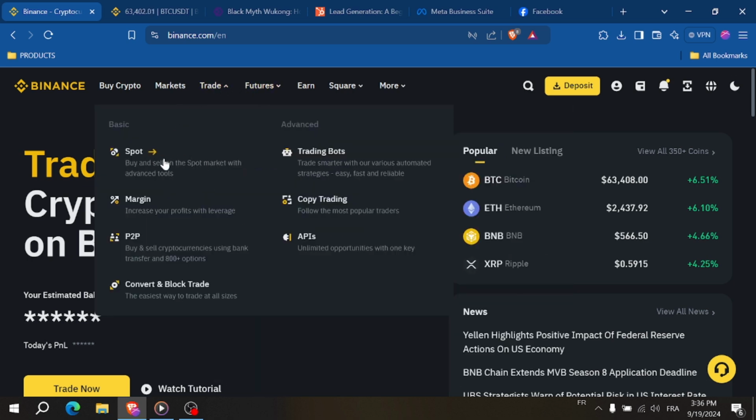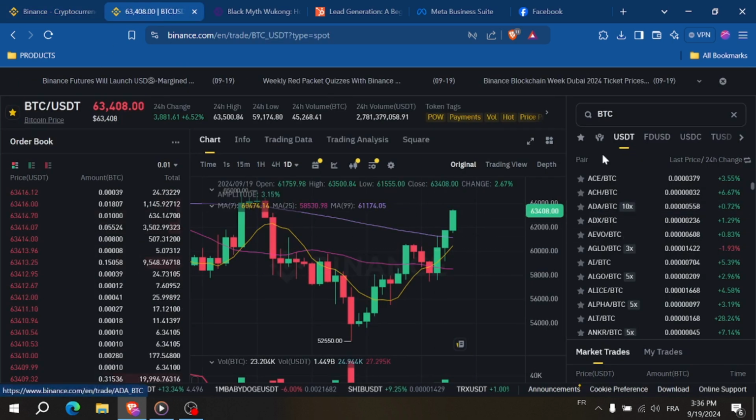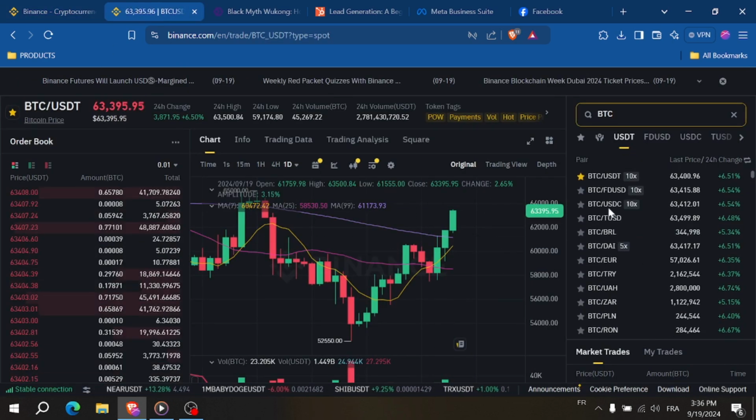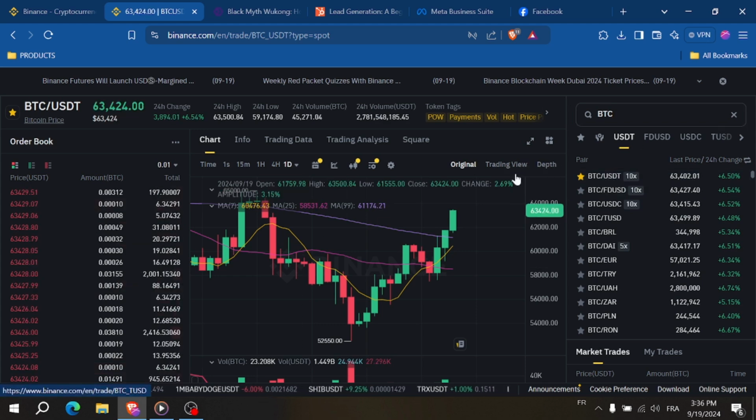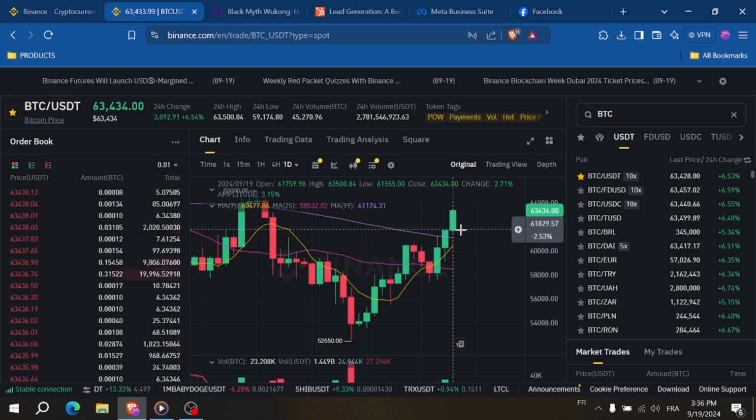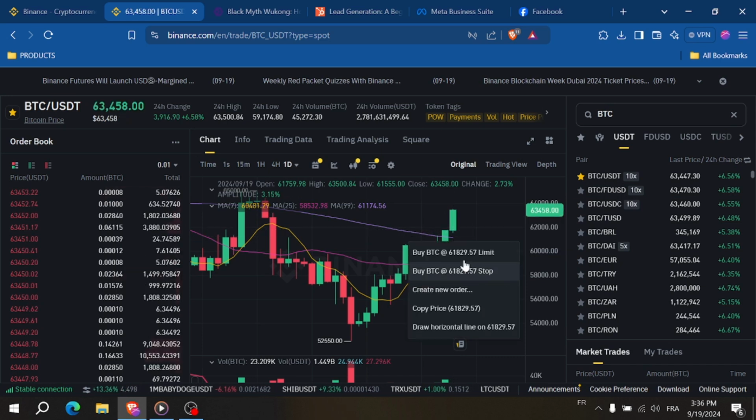Once you're logged in, go to the trade section by clicking on spot or futures, depending on which market you're trading in. Now, select the trading pair for the cryptocurrency you're interested in. For example, if you want to trade Bitcoin against USDT, select the Bitcoin/USDT pair from the list.